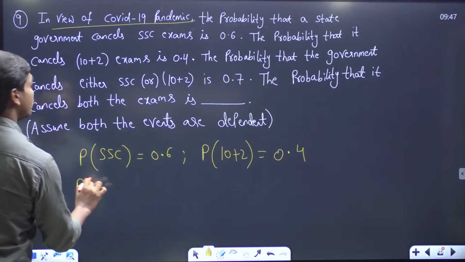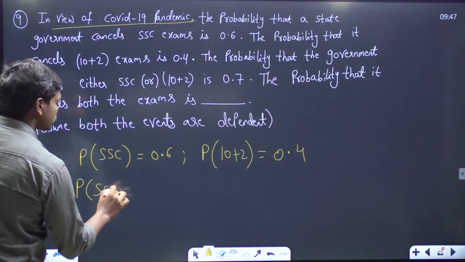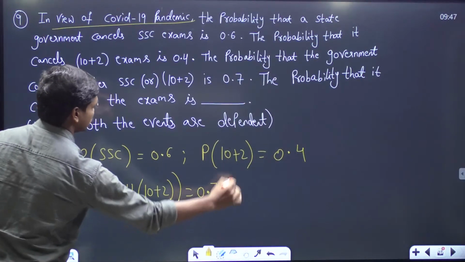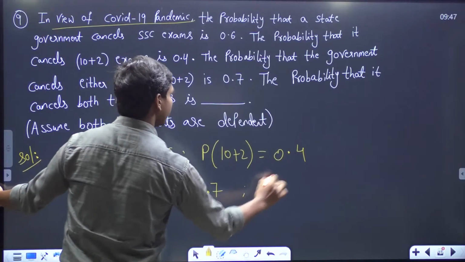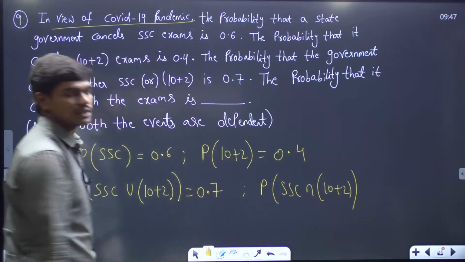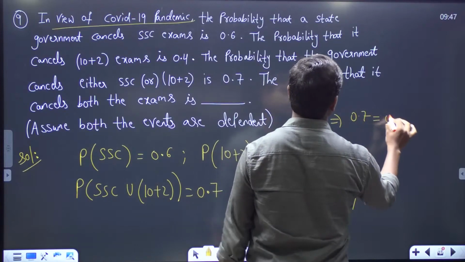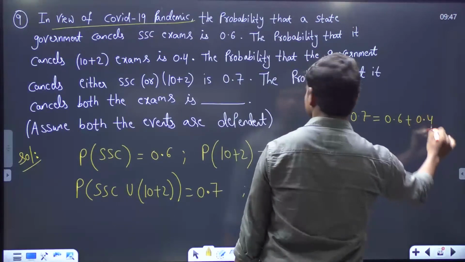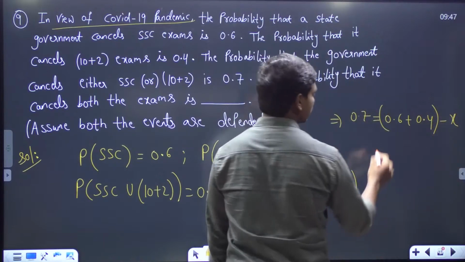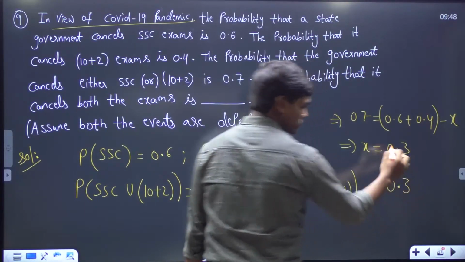So if this is the case, then what it's given, the probability that the government cancels either SSC or 10+2 is 0.7. So SSC union 10+2 is 0.7. So he is asking for P of A intersection B, means SSC intersection 10+2. You can apply addition theorem of probability and you can get answer as 0.7 is equal to 0.6 plus 0.4 minus x, where x is P of A intersection B. So this is 0.3. So the probability that they'll cancel both the exams is 0.3.